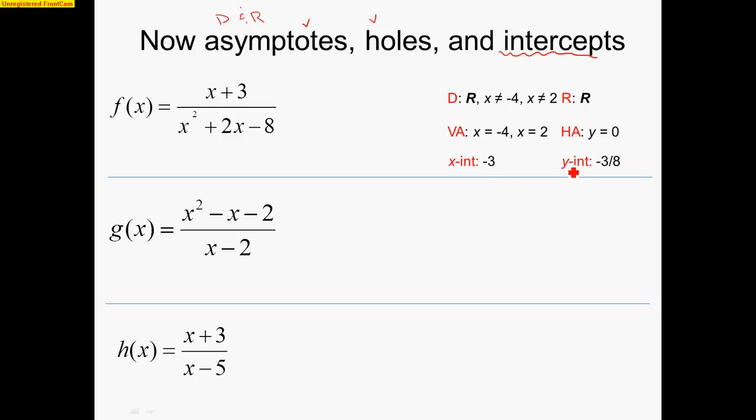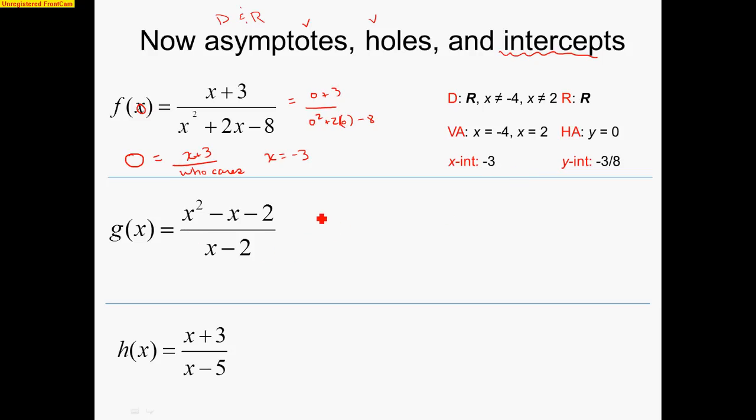How did I find the x-intercepts and y-intercept? Y-intercept, you plug in 0 for x, and you get your -3/8. X-intercept, you plug in 0 for y, and since it's 0, I don't care about the denominator. And remember, we got x is equal to -3, which is also, by the way, how I figured out if the function hit the horizontal asymptote. So -3, 0.